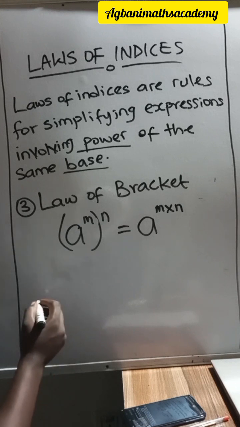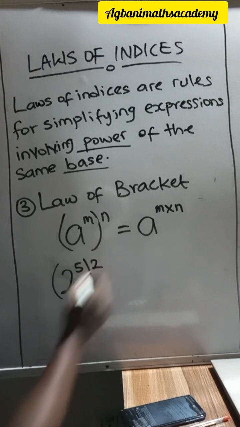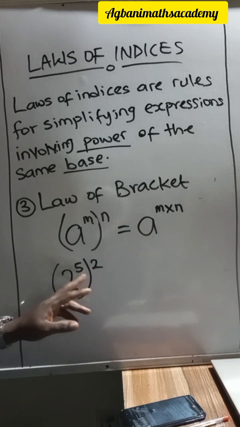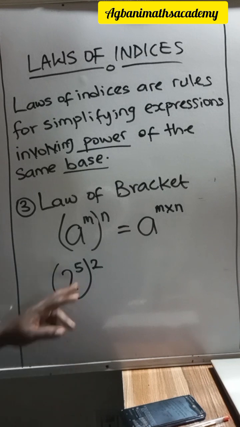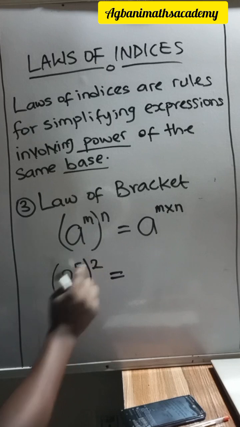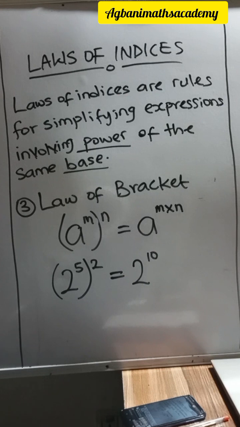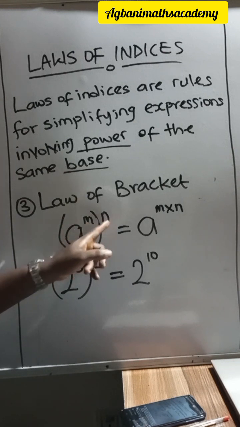So if you have, for example, 2 to the power of 5, bracket, to the power of 2, in this situation you are not going to add 5 and 2 together. What you are going to do is multiply 5 and 2. 5 multiplied by 2 will give us 10, so this will be 2 to the power of 10. So in the law of brackets, when you have an exponential expression in a bracket, you multiply this power and this power.